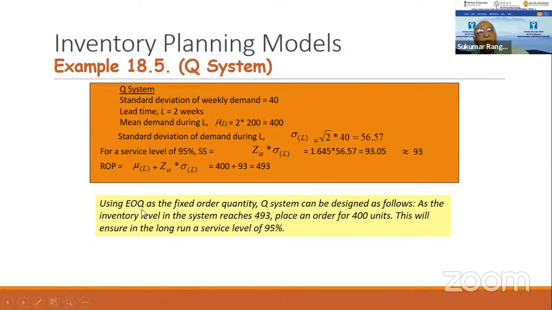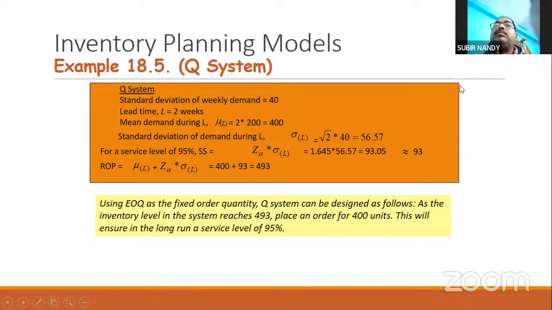So using EOQ as a fixed order quantity, the Q system can be designed as follows. As the inventory level in the system reaches this, place an order for 400 units. This will ensure in the long run a service level of 95%. This is what you are working out for one item.